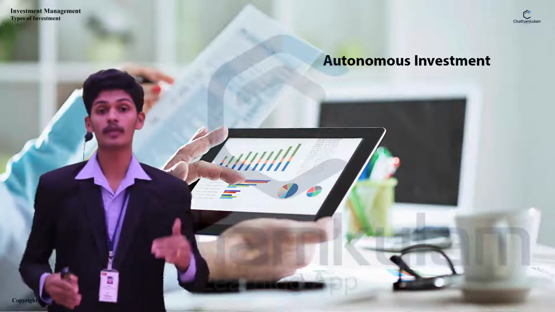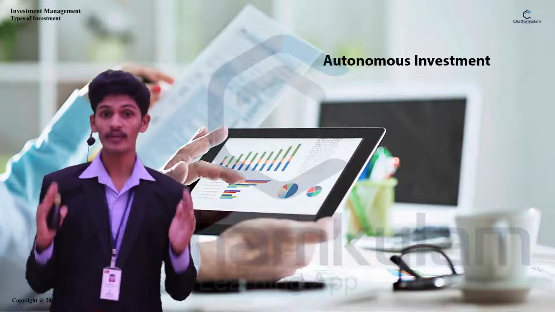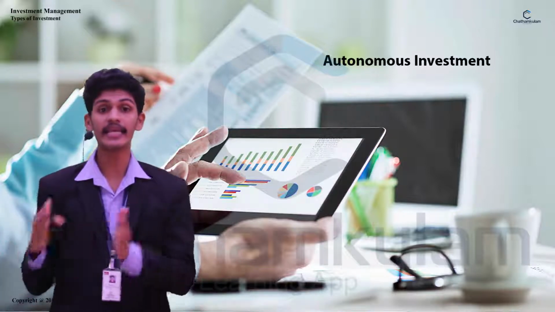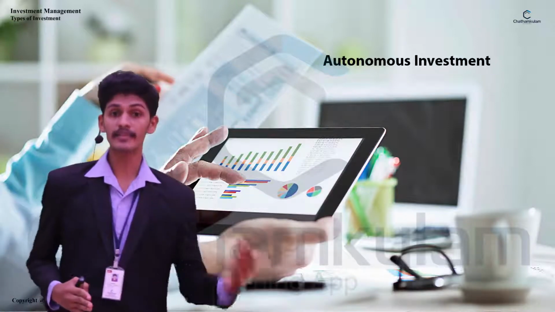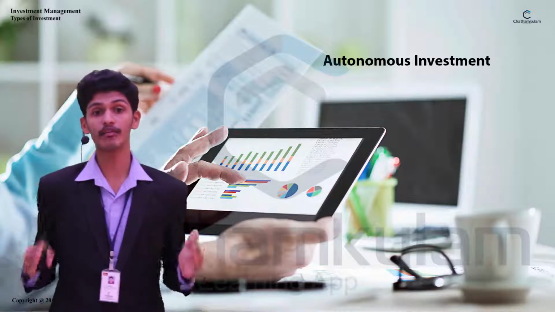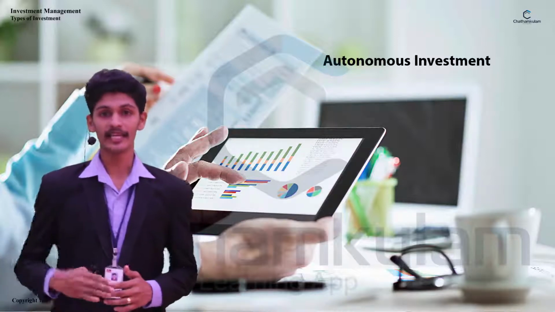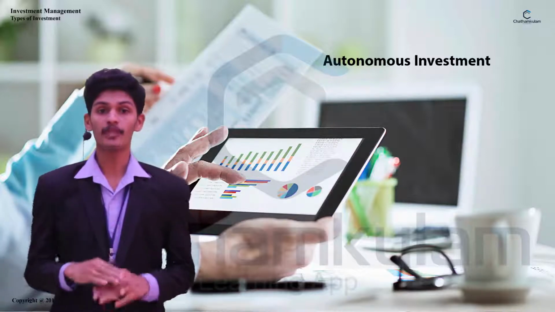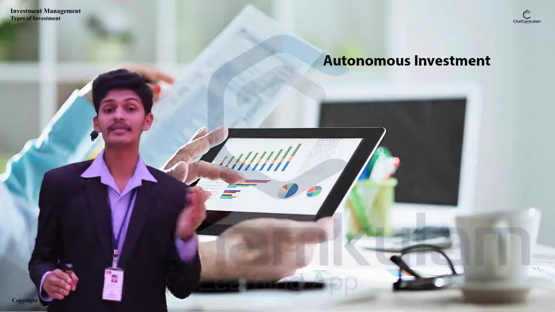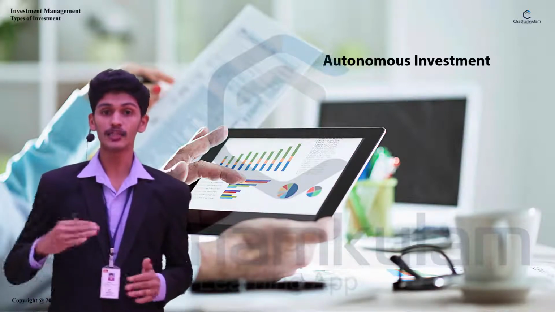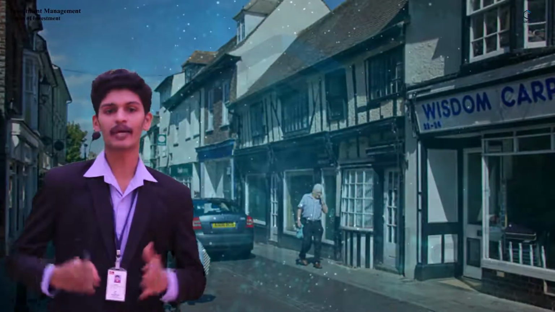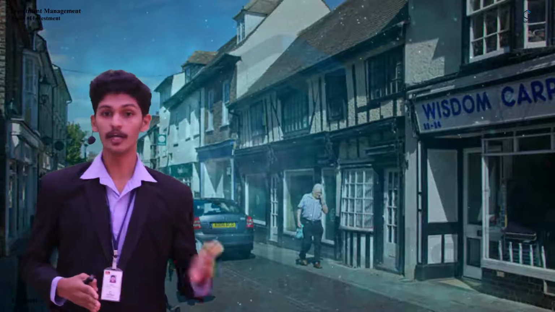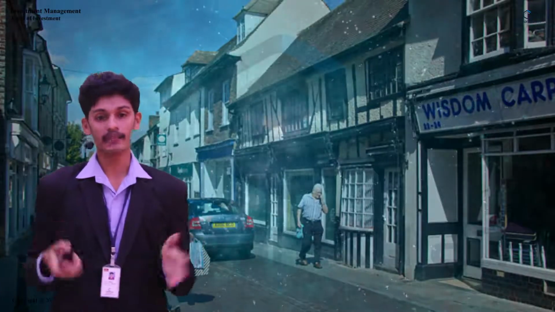First one is autonomous investment. Investment which does not change with the change in the income level is called autonomous or government investment. Autonomous investment remains constant irrespective of income level, which means even if the income is low, the autonomous investment remains the same. It refers to the investment made on houses, roads, public buildings and other parts of infrastructure. The government normally makes such type of investment.